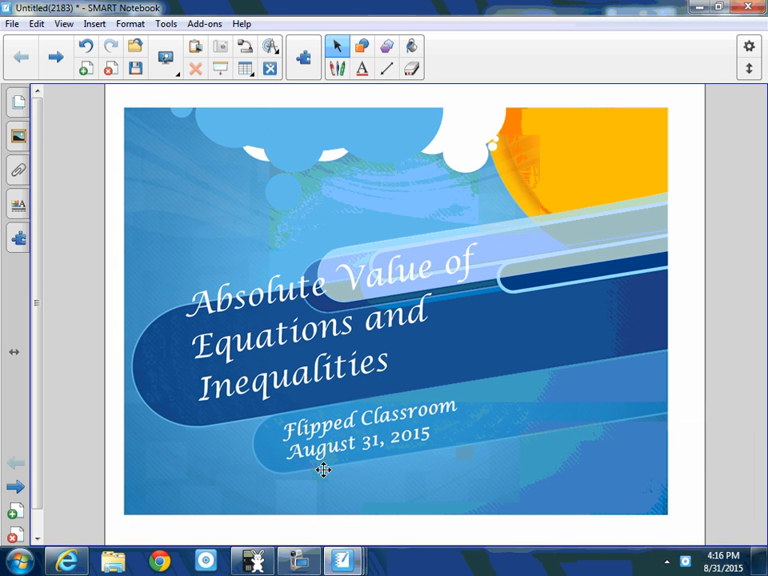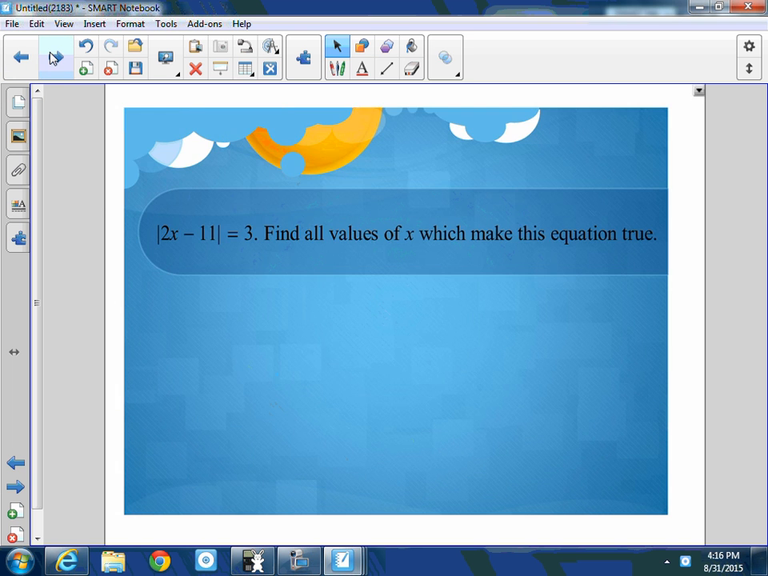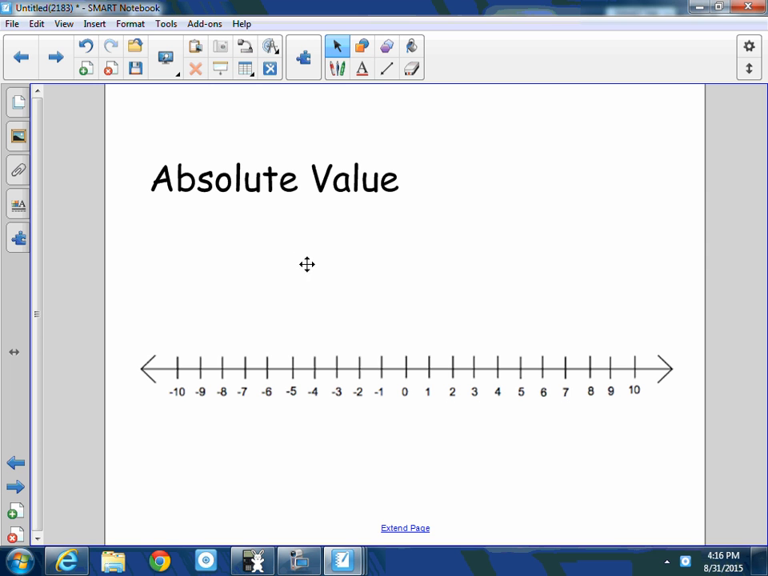So for today's first flipped classroom lesson, we are going to learn about absolute value of equations and inequalities. So the first thing that we need to do is learn about absolute value, okay?